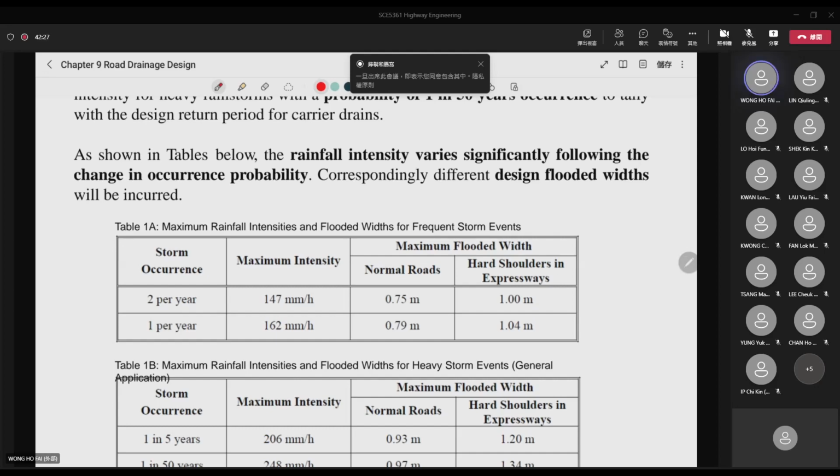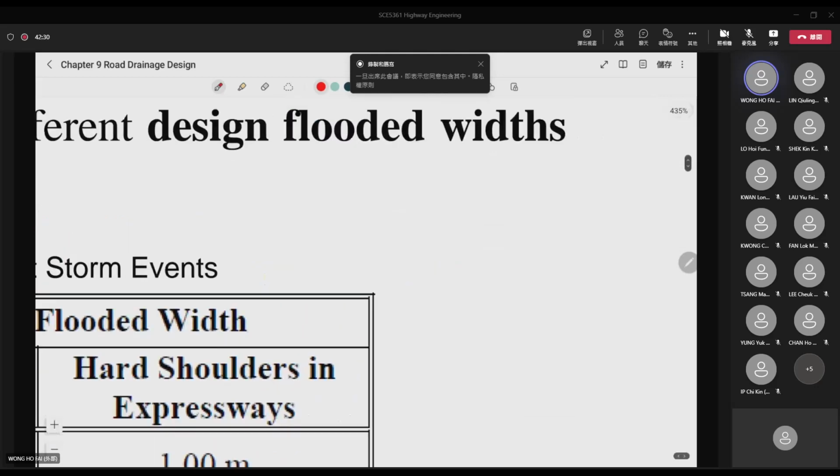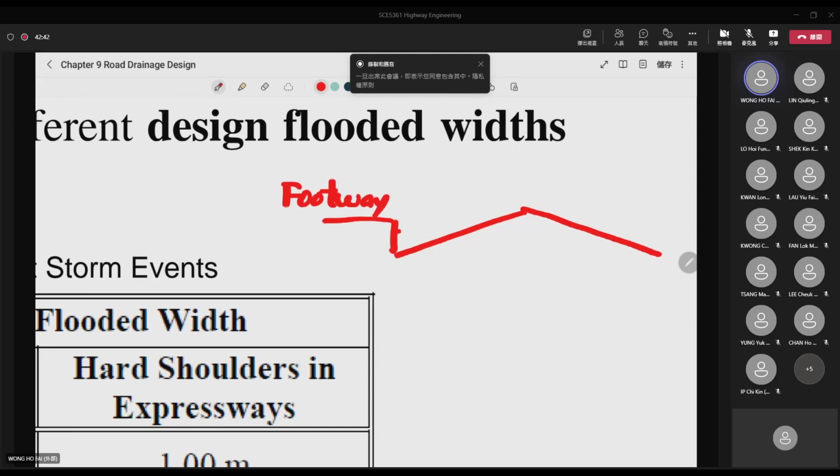Now what is flooded width? Now for here, I can draw down something just like your road. This is your road here on both sides. And then this is your footway. And then when the water is here, then your water will be right here. And then here, this is the so-called flooded width. That means your water actually will be with a width, then it is full of water, okay?